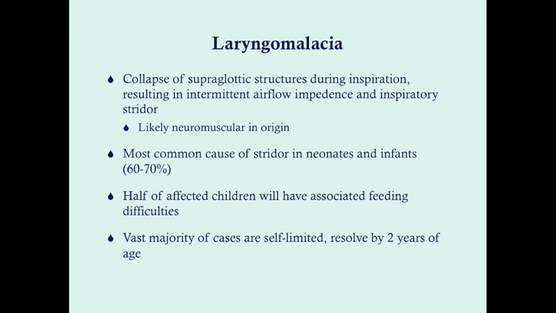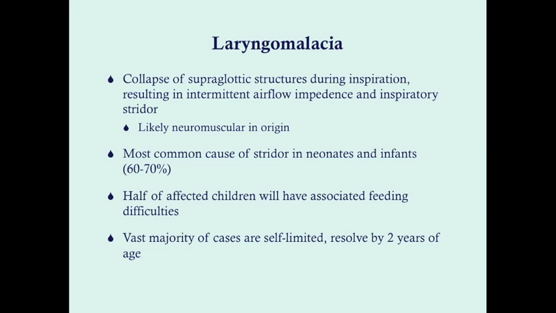Laryngomalacia is defined as a collapse of supraglottic structures during inspiration, and that's going to be what you notice when you do fiber optic bronchoscopy to diagnose it, and that's the best way to diagnose laryngomalacia. It results in intermittent airflow impedance and inspiratory stridor. During inspiration, the structures will tend to collapse. Because it collapses, it causes resistance and subsequently turbulence, and that causes stridor.